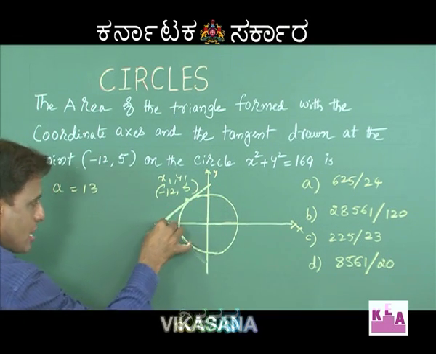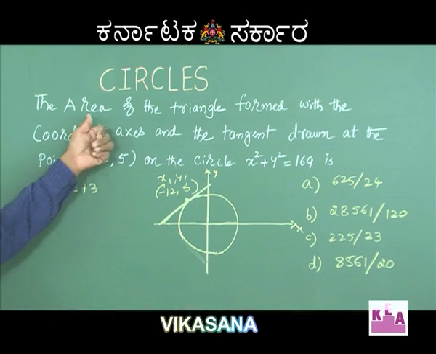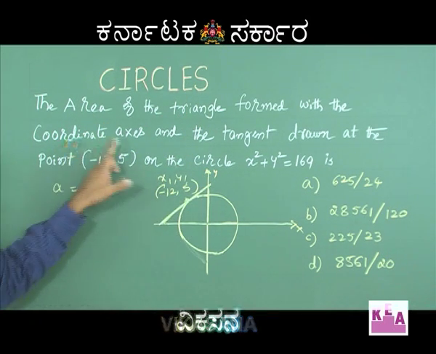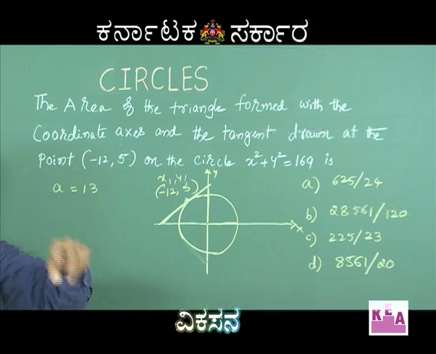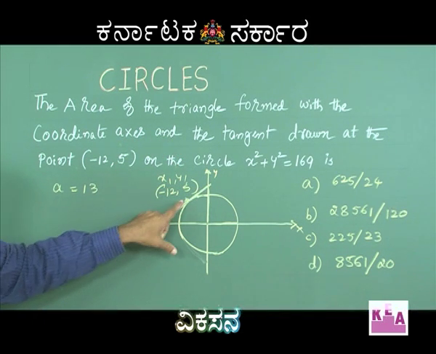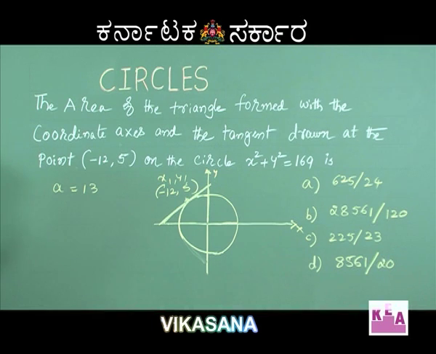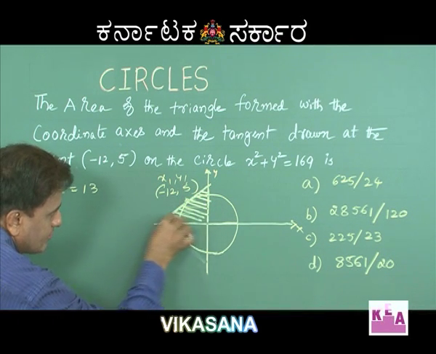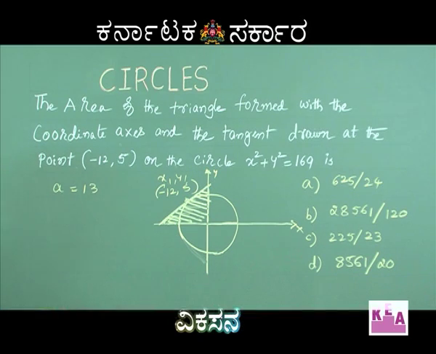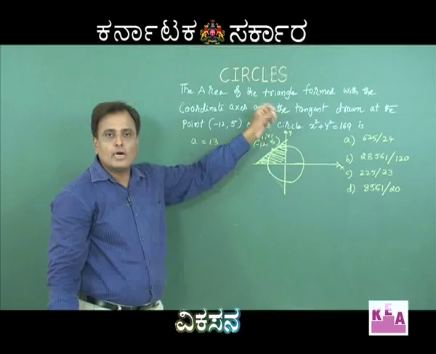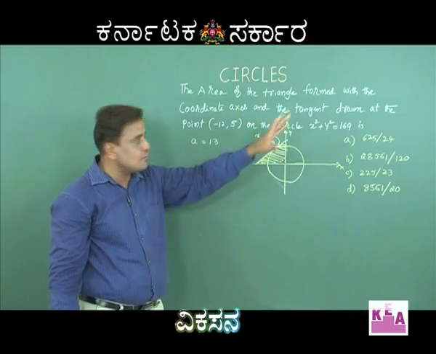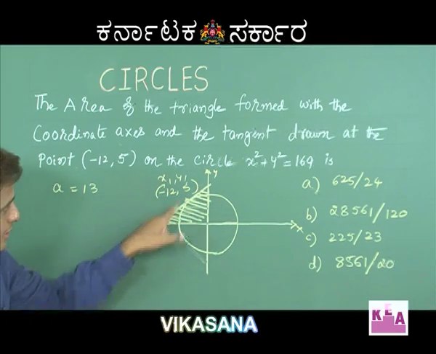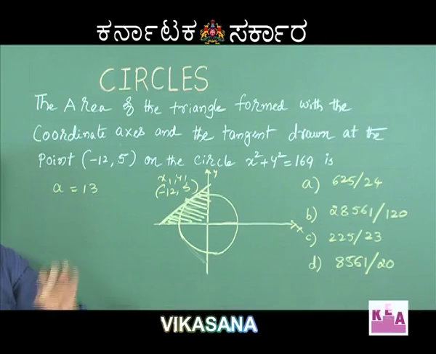Please read the question carefully now. Triangle formed with the coordinate axes and the tangent to the circle. So we have to find out the area of this triangle. Again read the question very carefully. Area of the triangle. How is the triangle formed? The triangle is formed with the coordinate axes and the tangent to the circle, whose center is at origin.